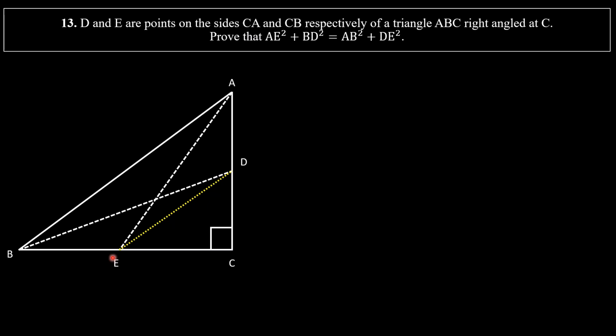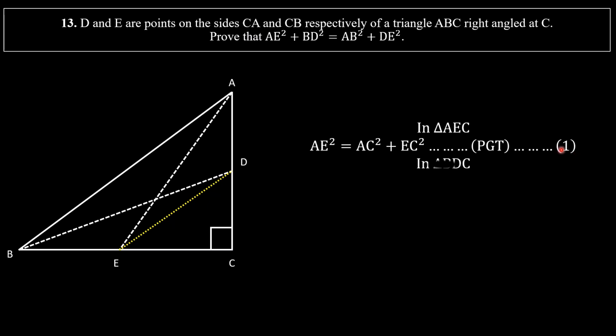Okay. Now see what we need on the left hand side, AE square. AE square can be written from this triangle. This triangle involves AE square, right triangle. Okay, so in right triangle AEC, AE square comes out to be AC square plus EC square by Pythagoras theorem. Let this be our equation number 1. Similarly, we need BD square. BD is from this triangle BDC. BD square comes out to be BC square plus DC square. Again from Pythagoras, let this be our equation number 2.